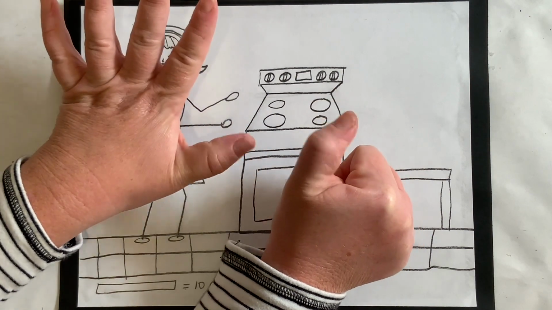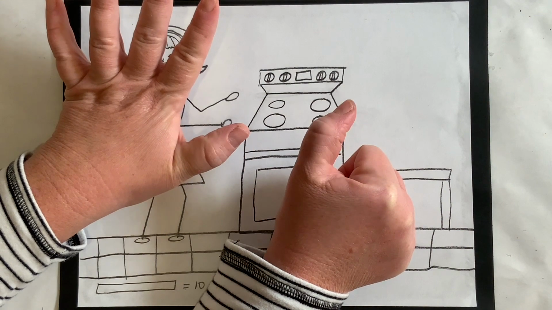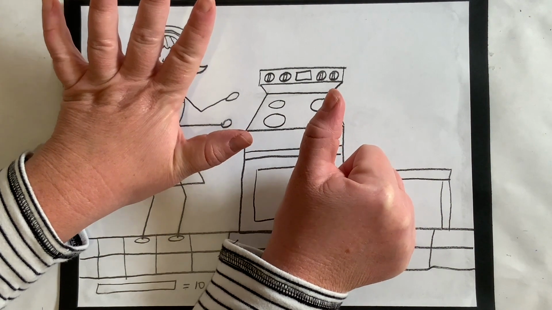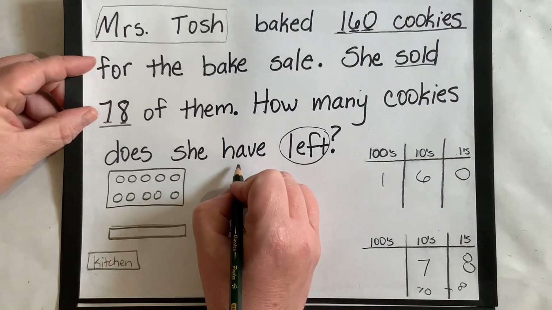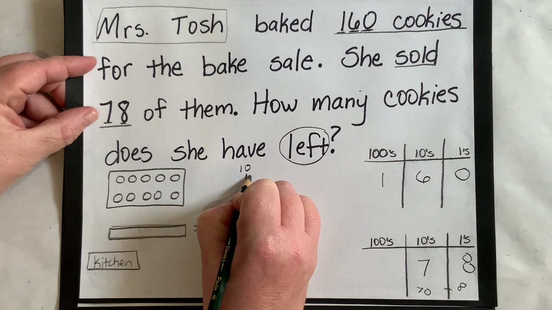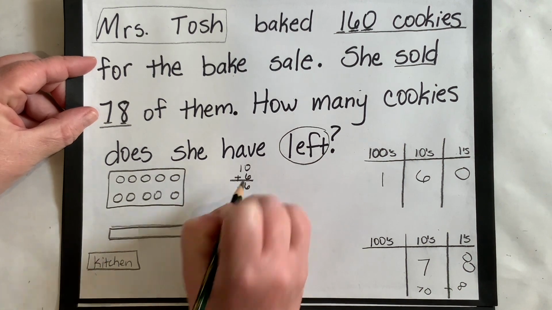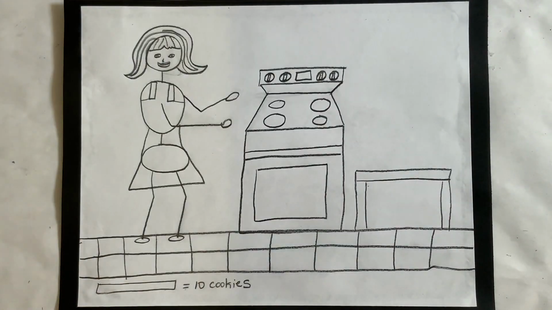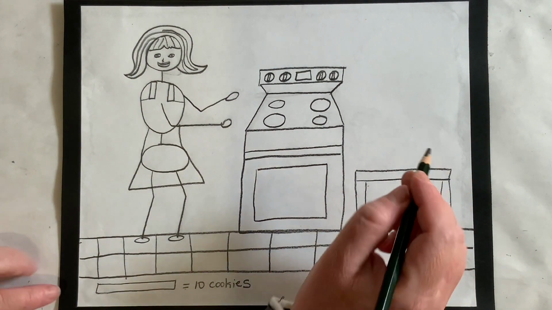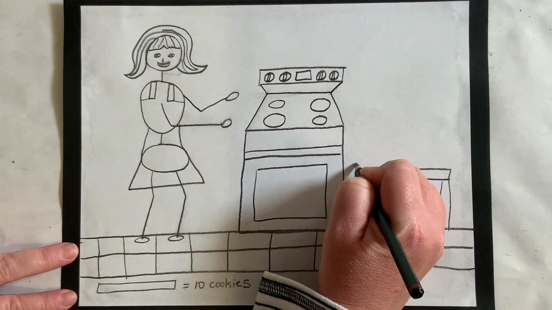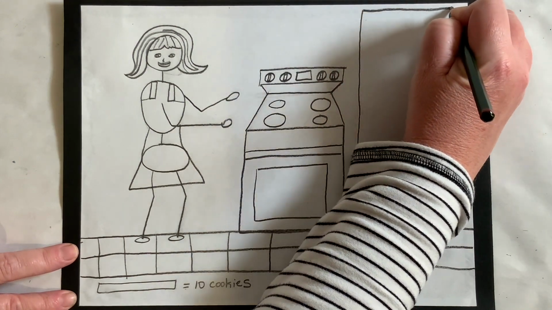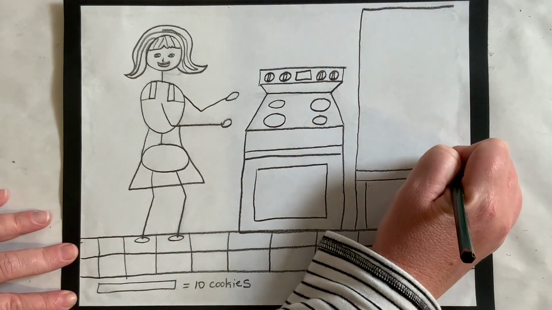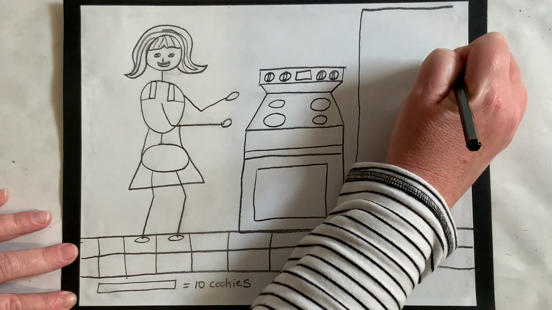So how many fingers am I holding up? 6. I am holding up 6 fingers. We had 10 trays. We counted 6 more. So how many trays do we need? 16. We're going to have to draw 16 trays. So I'll tell you what, let's do a shortcut. Let's draw one big, tall rectangle, and we're going to divide up our rectangle to make 16 trays.